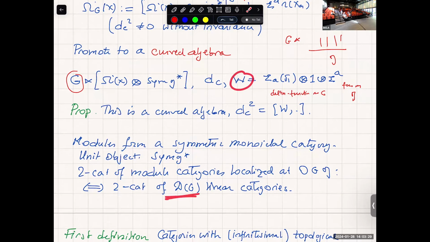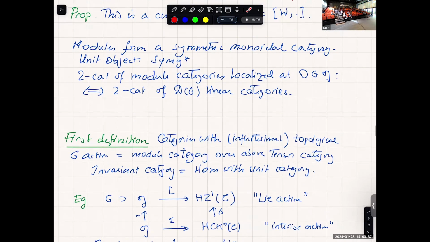So it's actually a Koszul dual of D of G that's happening here. A superpotential is a double dual of the commutators inside g. It's an E2 Koszul dual.